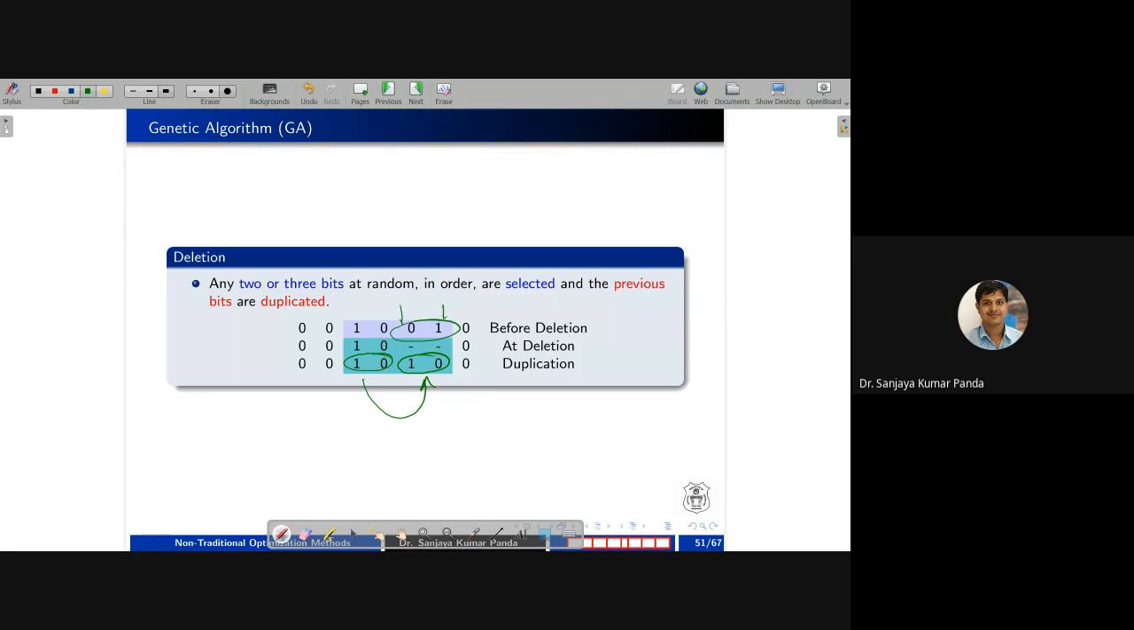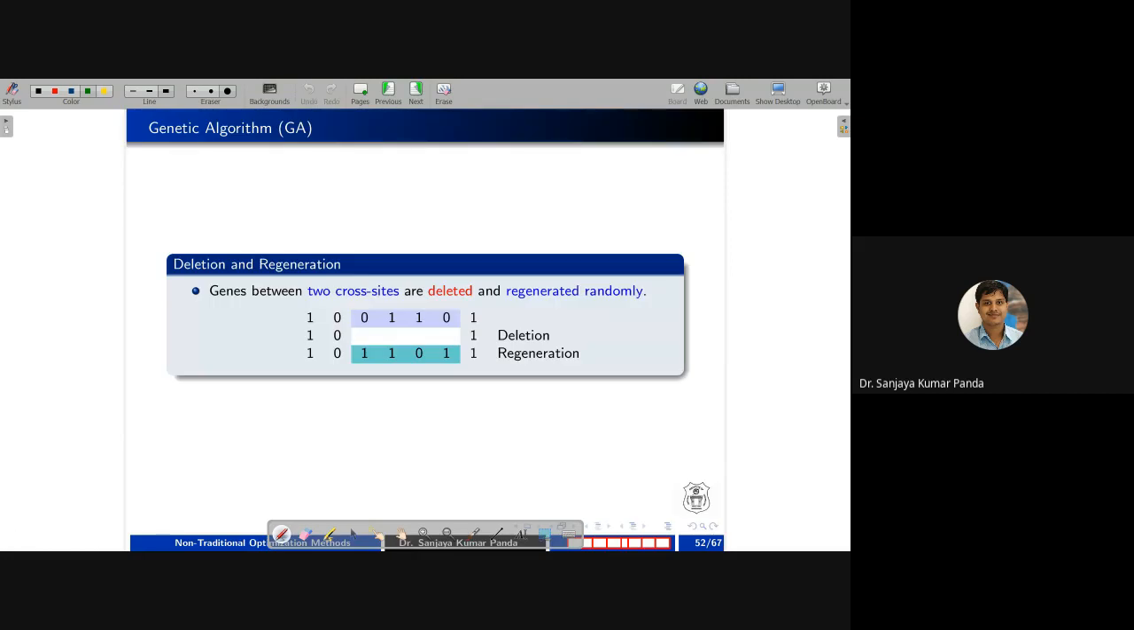That you can do. Another operator is, yes, deletion and regeneration. I have deleted all the bits that are available between 2 different cross sites and I have regenerated, right? 1101 is regenerated here.